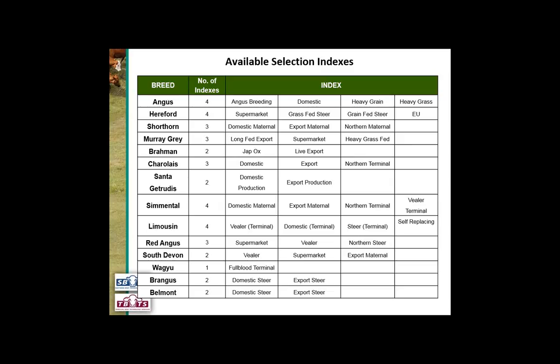Each breed tends to have used different terminology for what in many cases are very similar indexes. Hereford, for example, uses a supermarket index. Shorthorn uses a domestic maternal, probably very similar in their outcomes. Santa Gertrudis uses domestic, Simmental domestic. Limousin use Vila, which is also, of course, a domestic index.